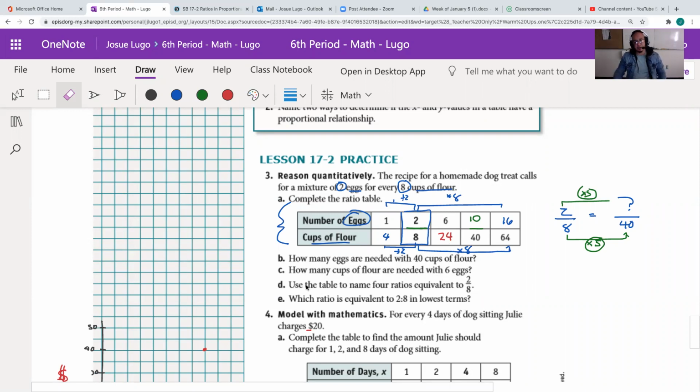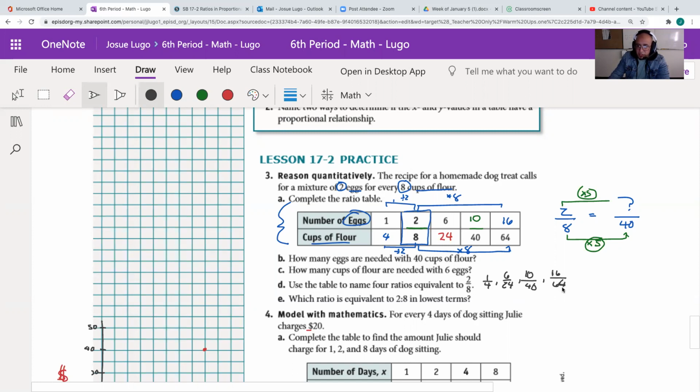Look at D though. It says use the table to name 4 ratios equivalent to 2/8. Remember, each of these represents a ratio. 2/8, 1/4, 6/24, 10/40, 16/64. Ladies and gentlemen, all of these are equivalent. So 4 ratios that are equivalent to 2/8 would be 1/4, 6/24, 10/40, and 16/64.